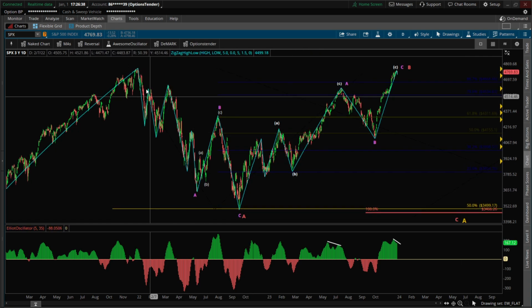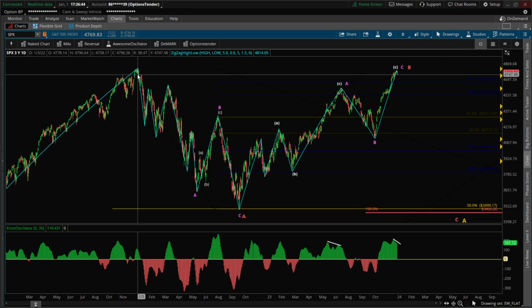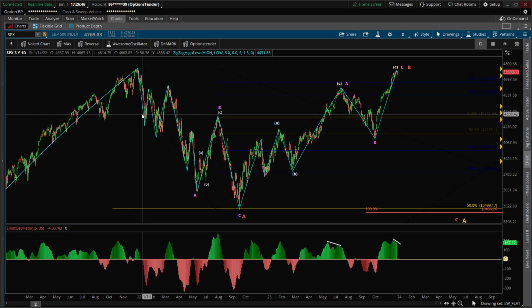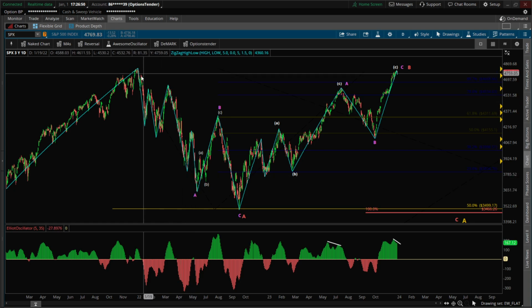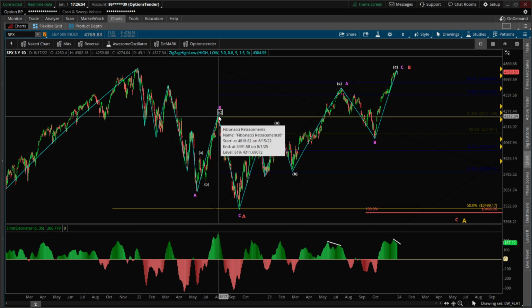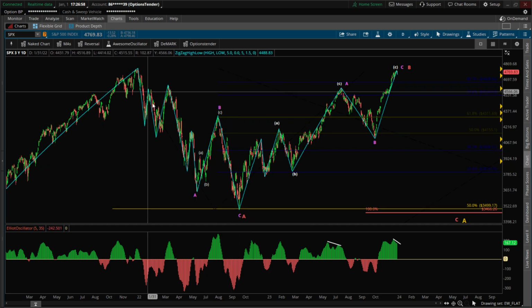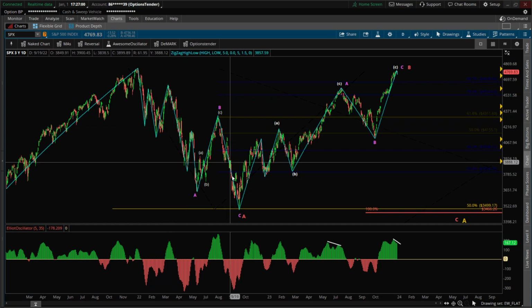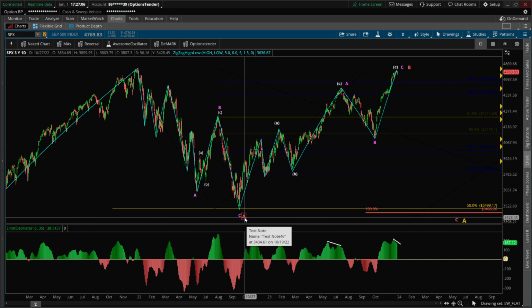All right, so we have a leading diagonal. I believe this is a 5-wave move down for A, or you can count it as an ABC into A, ABC into B, 5-wave move down for C. So 3, 3, 5 into this larger A of our flat pattern.